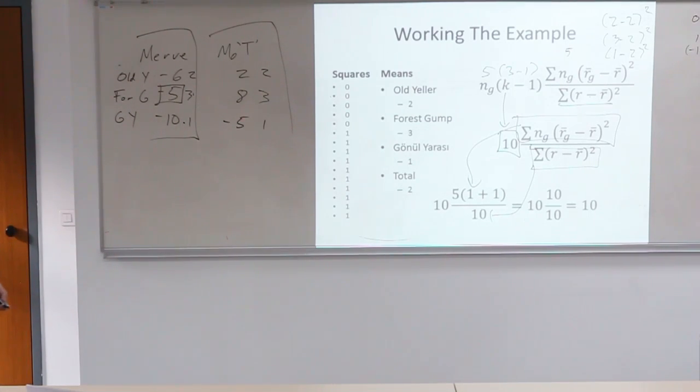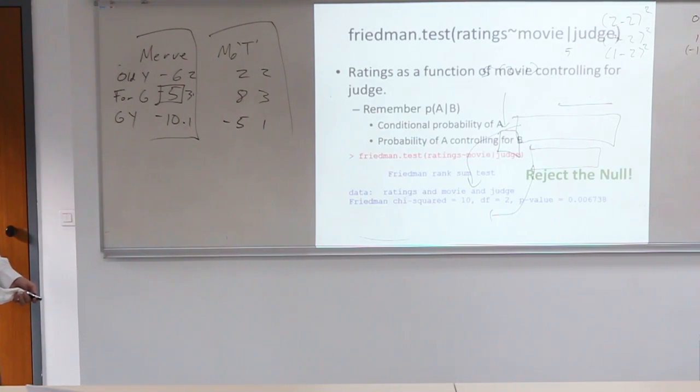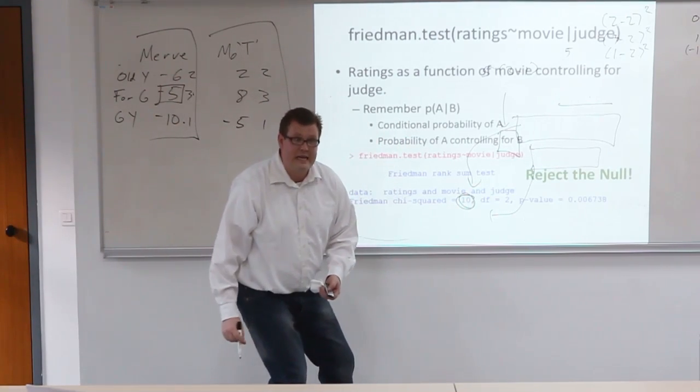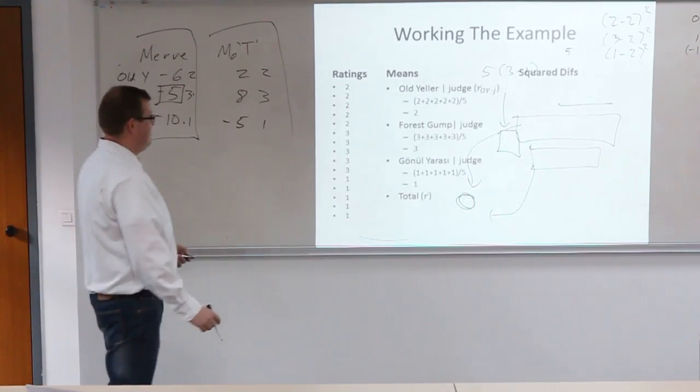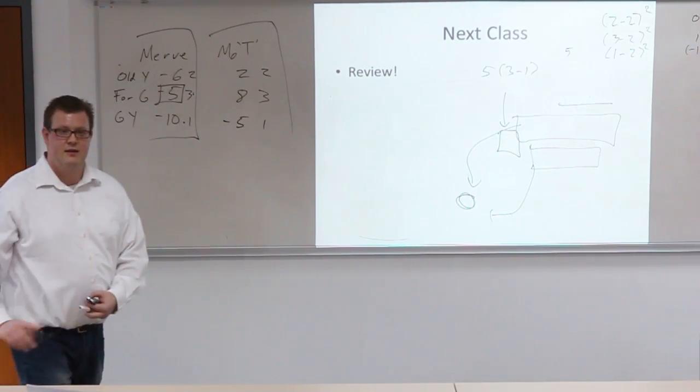You guys remember what we had for the chi-square previously? Yeah, 10. I didn't point it out, so I'm not sure. It is 10. It works. That's it.